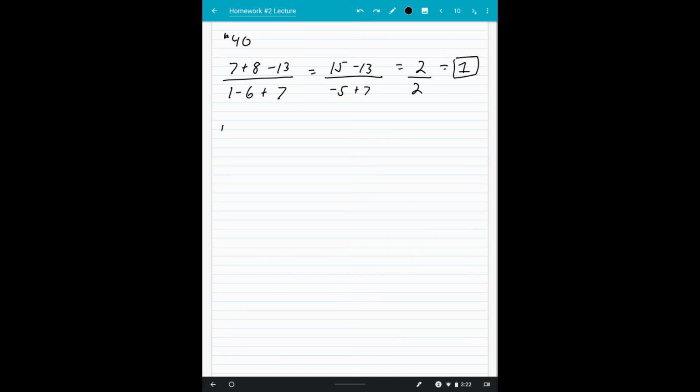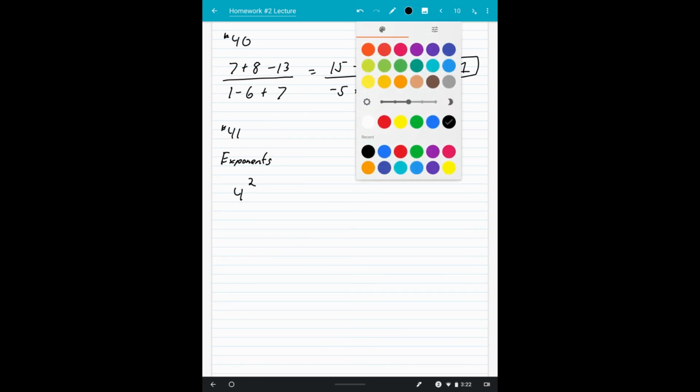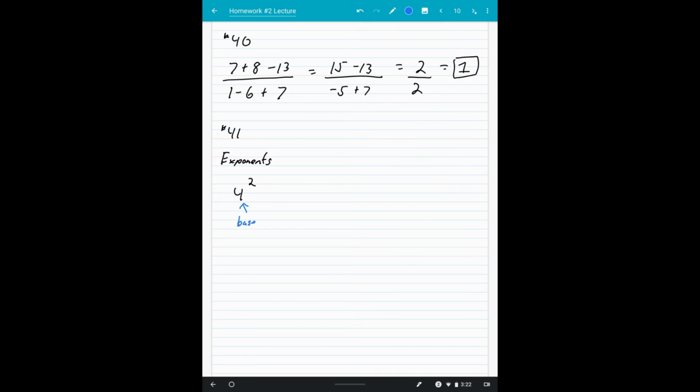Now let's try one with exponents. So first let me show what an exponent is. An exponent is something like this. If we have some kind of number raised to another power, this is called the base. This is called the exponent of it. So 4 to the second power becomes 16. The reason being is because this top number represents how many times we multiply it. So we're saying 4 times itself twice. 4 times 4 makes 16.